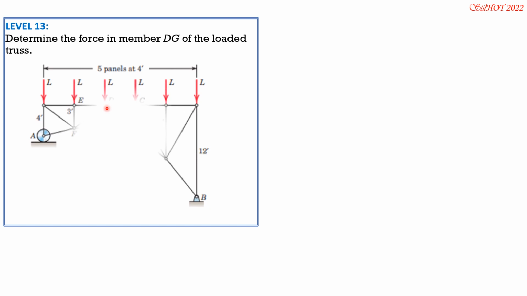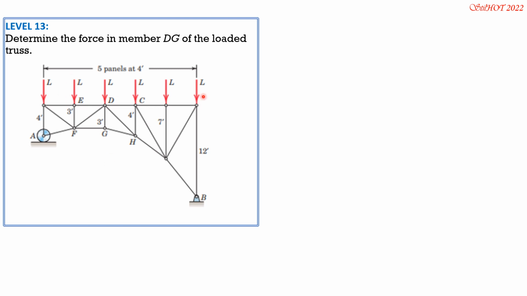Determine the force in member DG of the loaded truss. So DG is this one, and we cannot compute DG directly by method of sections. Instead, we still want GH first. Then after that, we isolate joint G. By method of joints, we can solve FDG.